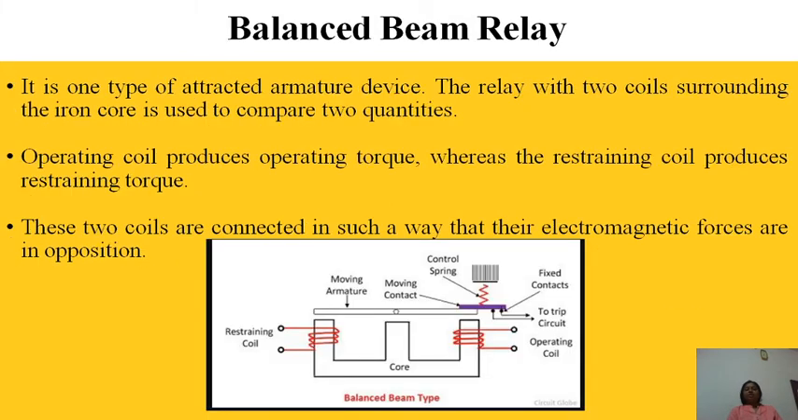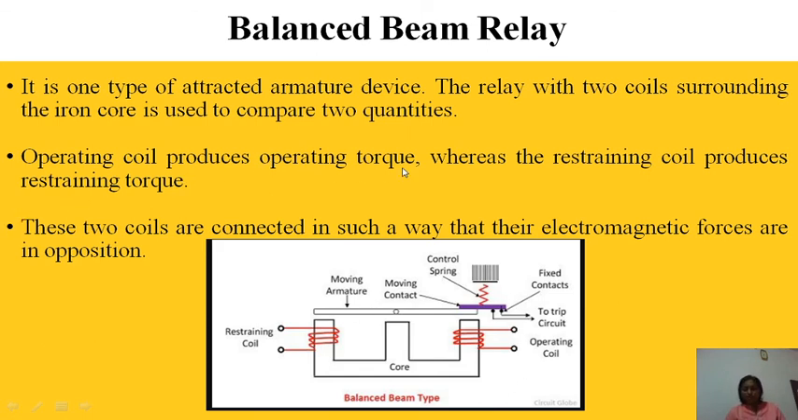Balance beam relay. This balance beam relay we generally use in the differential relay, because here we have two coils. We can consider one as the operating coil and the other as the restraining coil. These coils are connected in such a way that the difference of current will flow. If the difference of current is zero, this is a normal operating condition. If we get some difference of current, the relay will operate. So this structure is generally used in a differential relay.